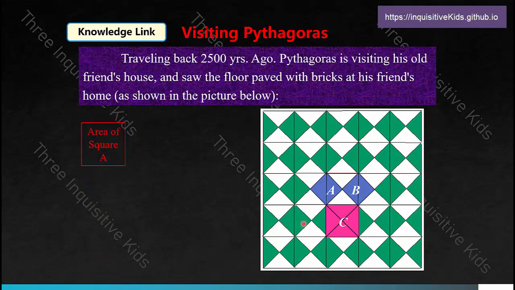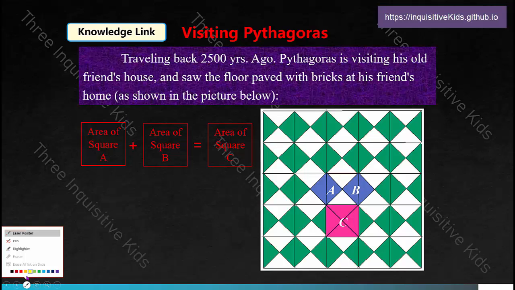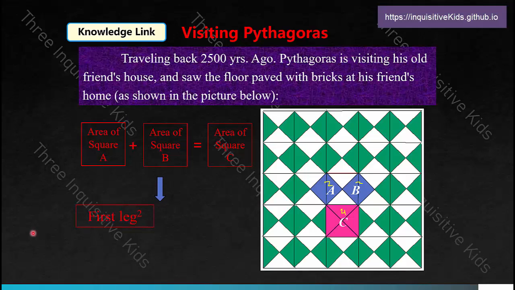Now, if you observe this, you'll see that the area of square A plus the area of square B equals the area of square C. And it makes sense if you actually look at how many triangles are in each area. So here there's 2. Maybe it'll make more sense if I mark that. 2 triangles, 4 triangles. So it makes sense: the area of square A plus the area of square B equals the area of square C. So the first leg squared.